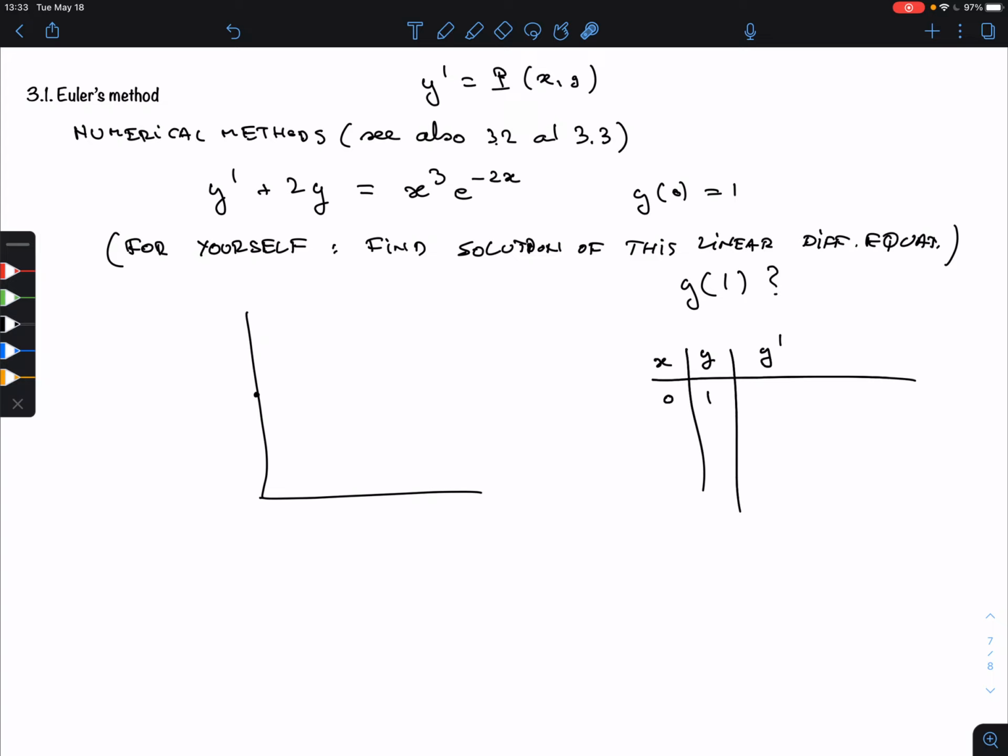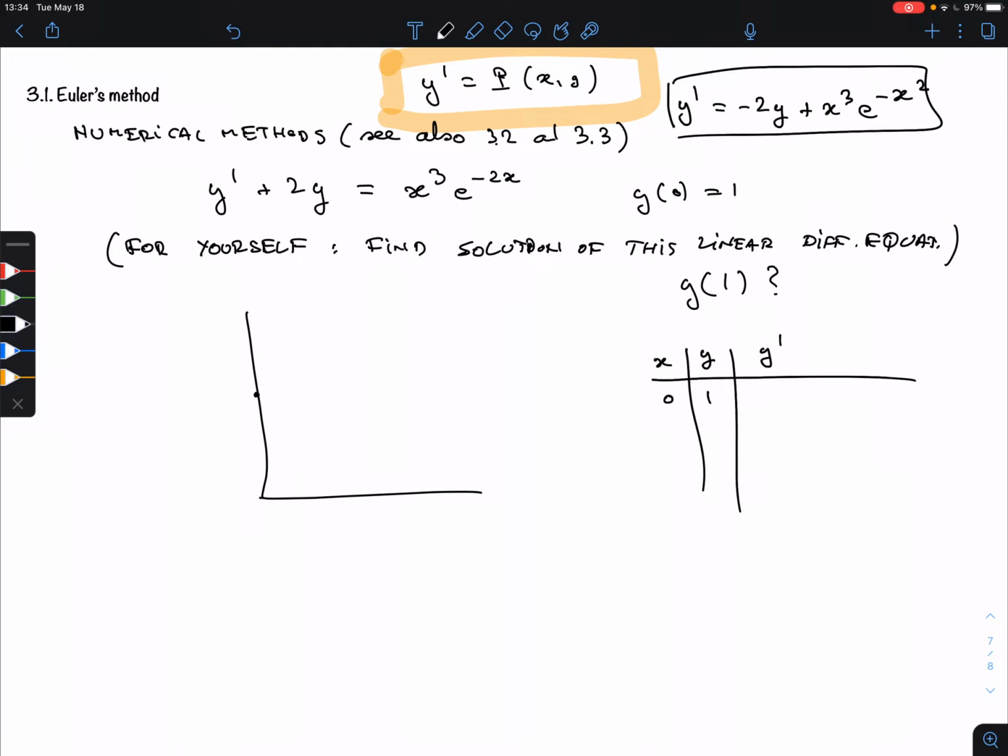Well, it's actually very simple, because this formula tells you what y prime is. So you just plug it in. Here is our equation, right? So perhaps we should write our equation in that form. Y prime is minus 2y plus x cubed e to the minus x squared. And so we just plug it in there. If I plug in x is 0, the second term completely disappears, right? And then I plug in 1 in the first, so I get negative 2.